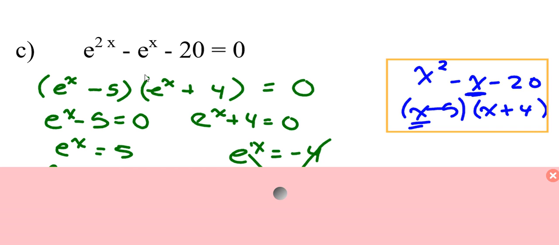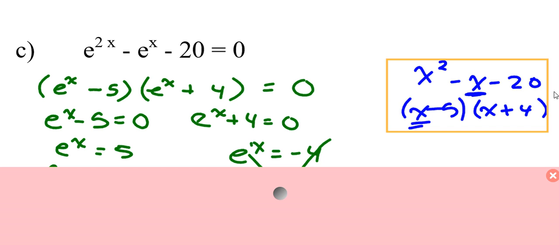When I see e to the 2x minus e to the x minus 20, I think, well, this looks like a quadratic, like x squared minus x minus 20, because it's a trinomial. Imagine that the x was 1, then we'd have e to the 2 minus e minus 20, and that makes it look more like a quadratic. And we know that we can factor this quadratic by saying x minus 5 times x plus 4, right? Because negative 5 times 4 equals negative 20, and negative 5 plus 4 is negative 1.